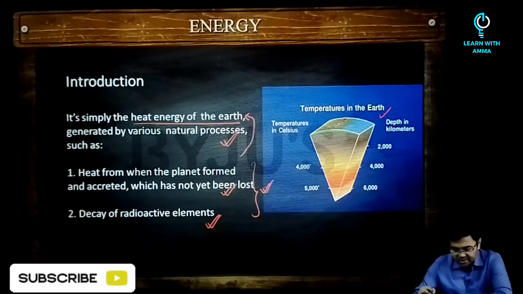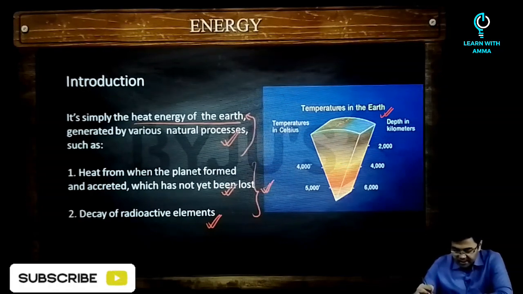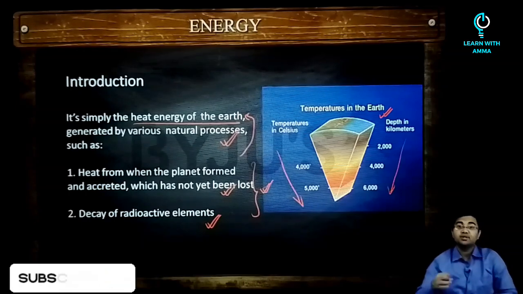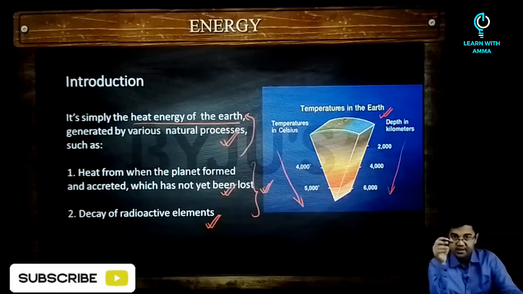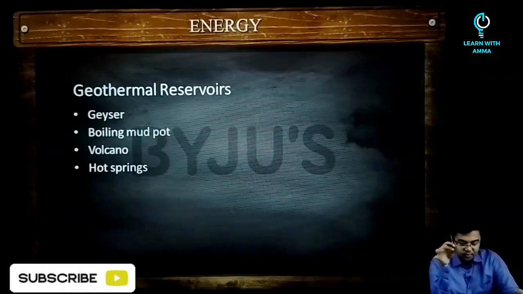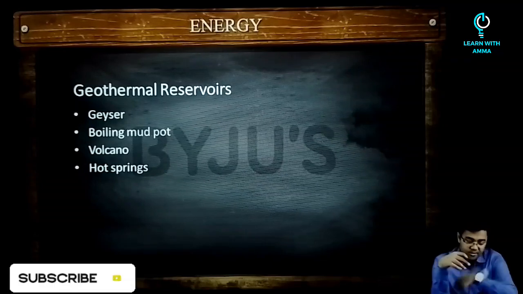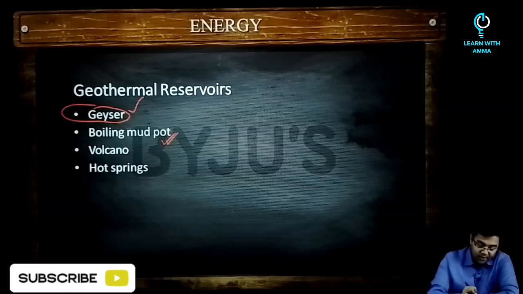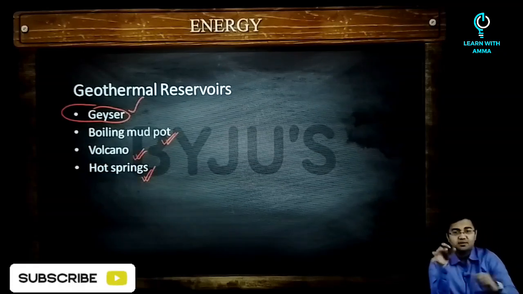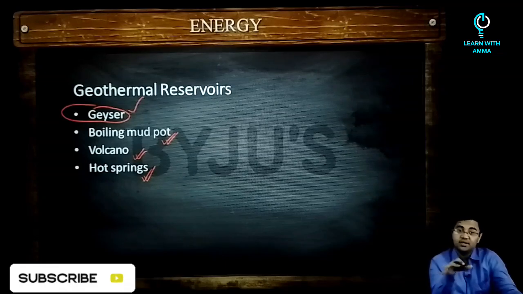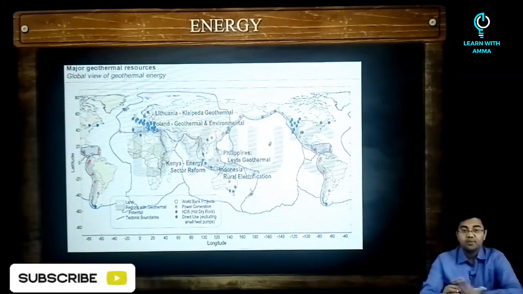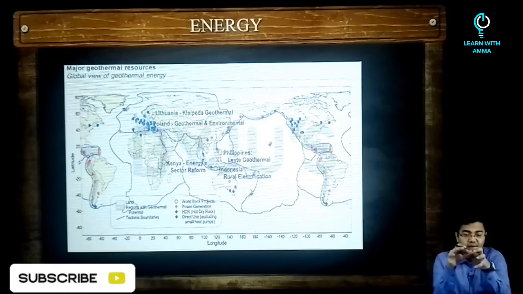If you look at this picture, the temperature of the earth increases as you go down, and this is the source of geothermal energy, or the heat inside the earth. Now, when we talk of the reservoirs for geothermal energy, they can be geysers, boiling mud pots, volcanoes, and hot springs. These can all be seen as reservoirs of geothermal energy, the areas from where it can be extracted.